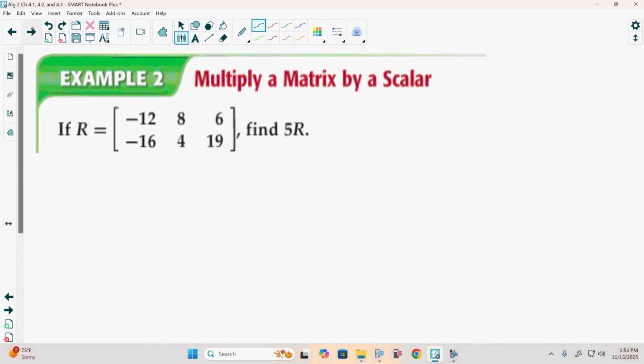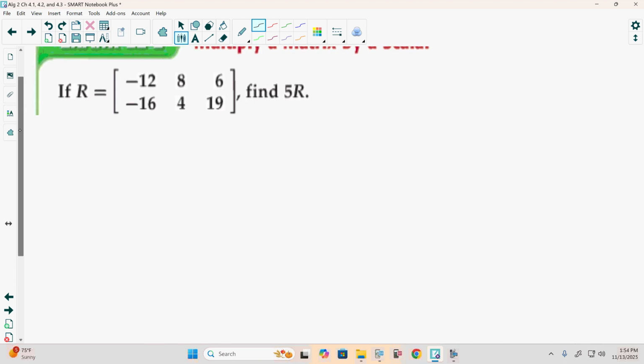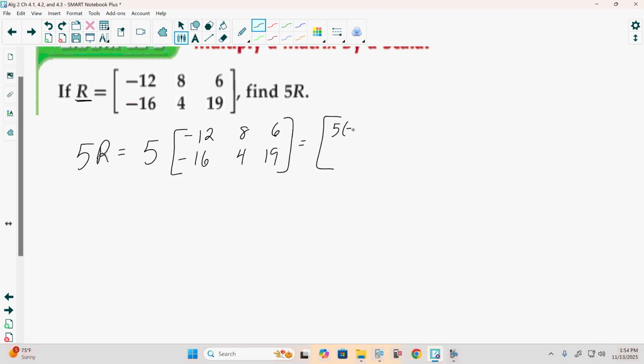Well, one of the other things we did before was scalar multiplication. When we multiply a matrix C by a scalar, so we're saying 5 times R, we're multiplying every element. We're saying that we're going to do 5 times this matrix. Or in other words, we're going to take every number, every element in this matrix, and multiply it by the scalar. And the scalar for us is 5.